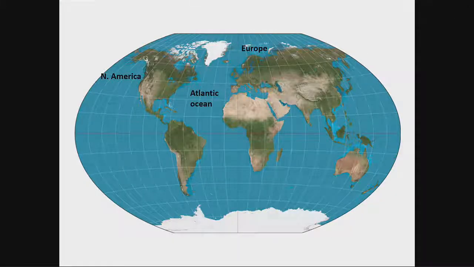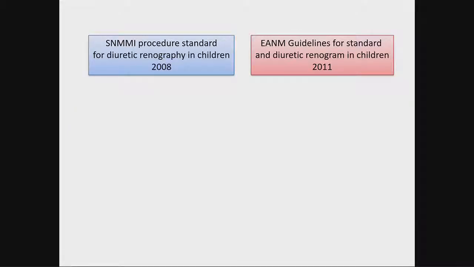The Atlantic Ocean separates not just the continents of North America and Europe, but also two lines of thought regarding the best way to perform diuretic renography in children. The current guidelines, the SNMMI guidelines, are from 2008, and the European guidelines from 2011. Both are a bit outdated, although there were no major revolutions in this field during these years.